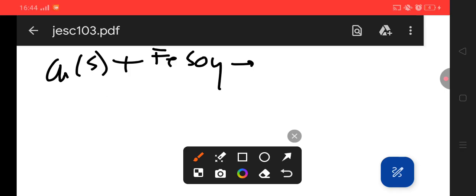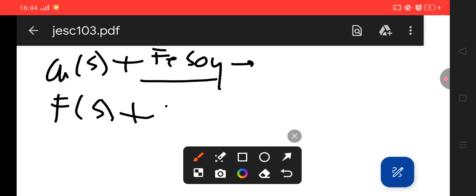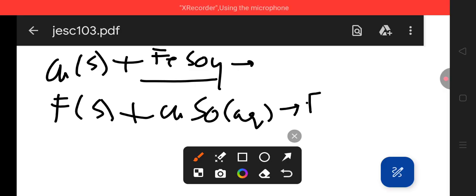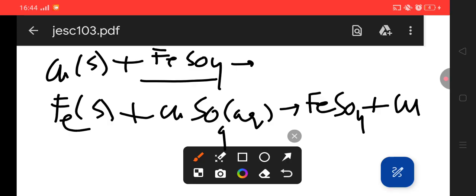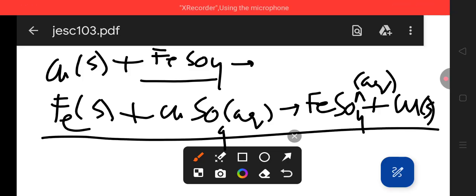when you will add iron with copper sulfate, you will get iron sulfate plus Cu metal displaced. Okay, so this is what would be your reaction.